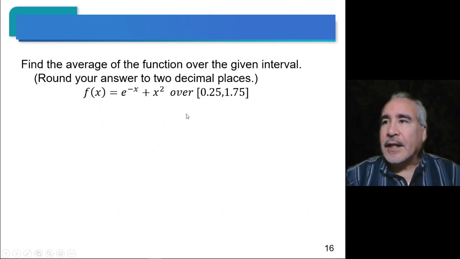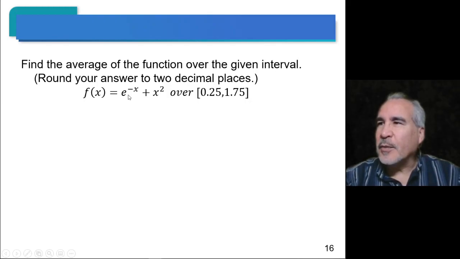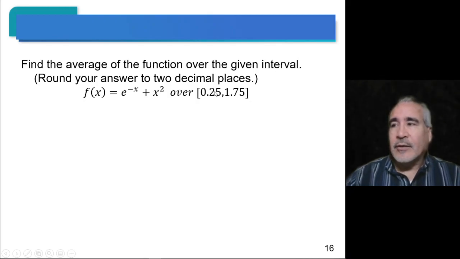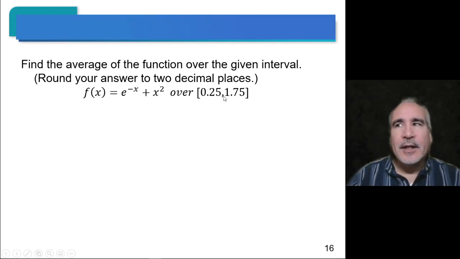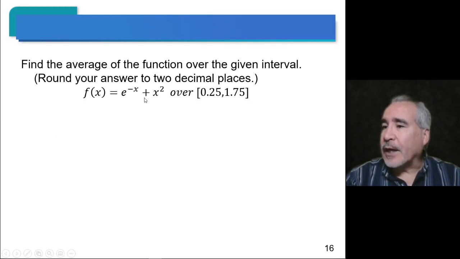Let's take a look at another example, and I'm going to use some funky numbers here a little bit. You'll see the homework usually goes from like 0 to 1, 0 to 2. Doesn't make it too bad, so you can calculate by hand, but I want to show you this one. I wouldn't try to calculate it by hand. It's just going to get messy. So what we want to do is find the average of the function over the given interval. So we're going to graph this function.